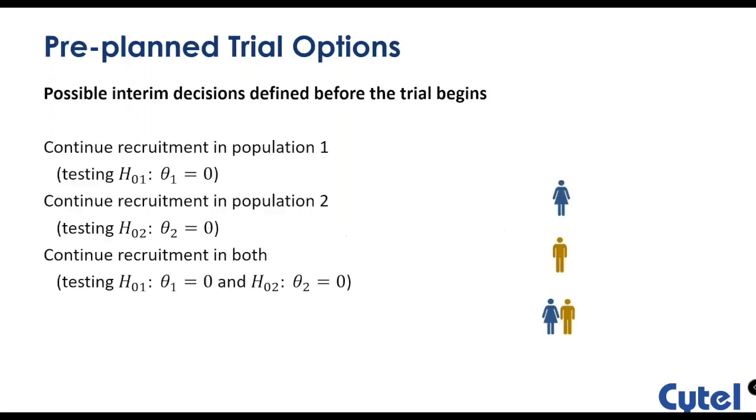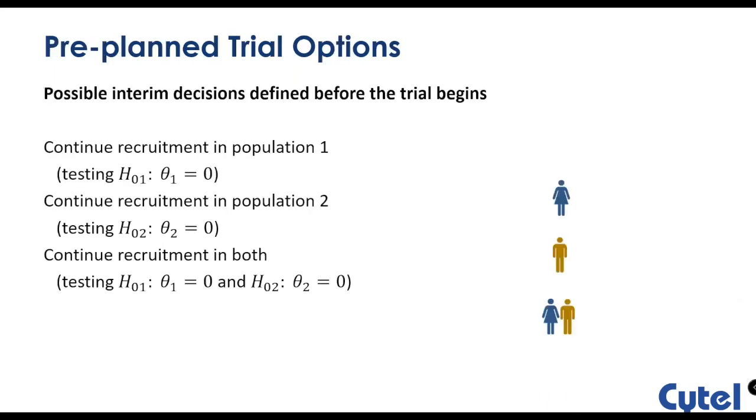So how do we ensure we achieve strong control? Well, a critical fact that we're going to lean on is that we have pre-planned trial options. As we said before, we can either continue recruitment in population 1, continue recruitment in population 2, or continue recruitment in both. If we continue recruitment in population 1, we test the corresponding null. In population 2, we can again test the corresponding null. Or if we continue in both, we may be interested in both. And again, you could add in a hypothesis for the full population in this third case, where you continue recruiting both groups.